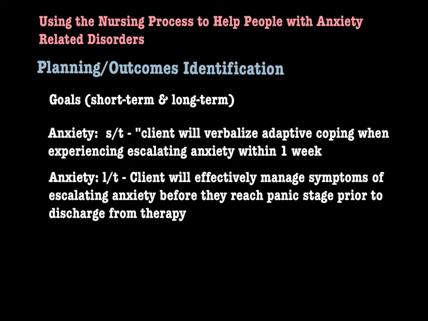So you need short-term goals, you need long-term goals. A good short-term goal for anxiety is: client will verbalize an adaptive coping method when experiencing escalating anxiety within 1 week. So they're going to verbalize, they're going to make their own plan. That's a short-term goal within a week. Maybe they will say that I'm going to use visual imagery, or I'm going to use deep breathing. That would be a short-term goal for that patient. A long-term goal for that patient might be that prior to discharge from therapy, they will effectively manage symptoms of anxiety when they're at that level 2 stage before it becomes severe or panic. That could be a long-term goal.